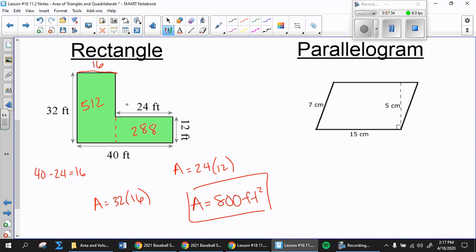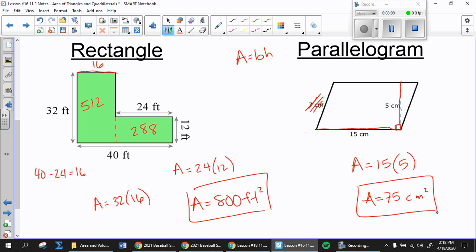Okay, so if you have this irregular shape, you just need to section it off so that you get shapes that you know and then add them together. Parallelogram, remember a parallelogram we simply said is just base times height. Remember the base and the height have to form a right angle. So if I'm calling this 15 my base, the height has to form a right angle. So it's not this side over here. It's this piece that forms that right angle. So 15 times 5. So we get an area of 75 centimeters squared.